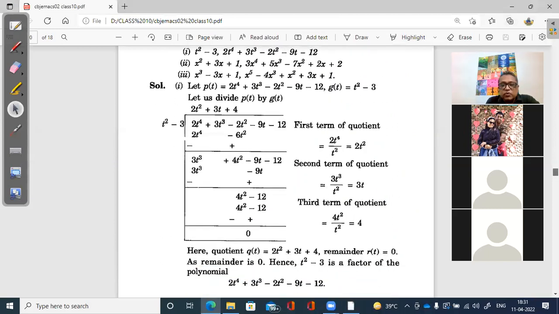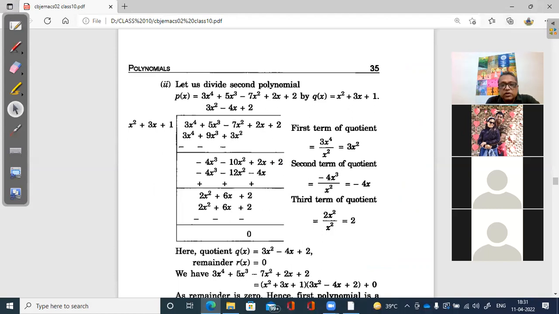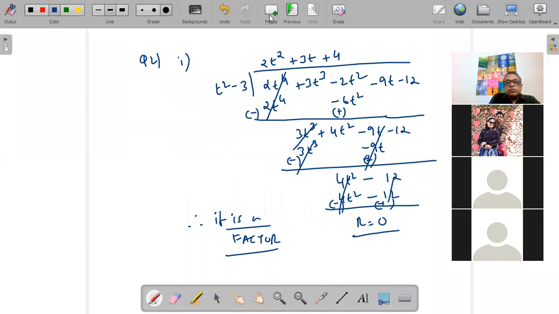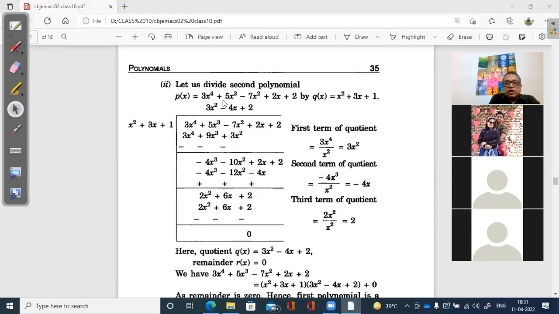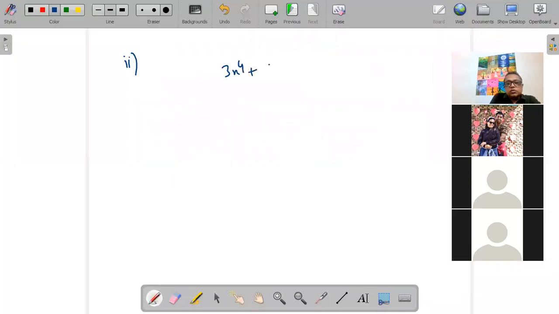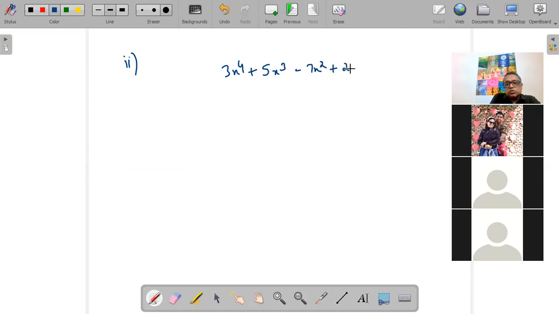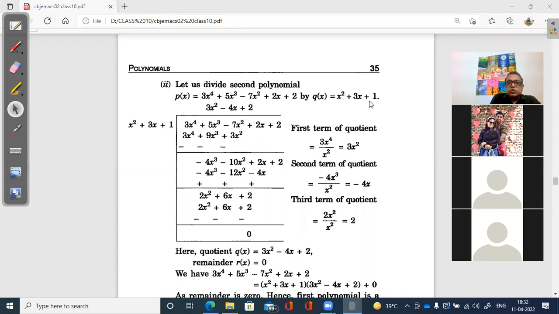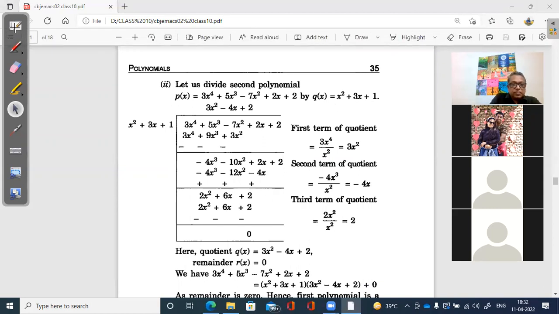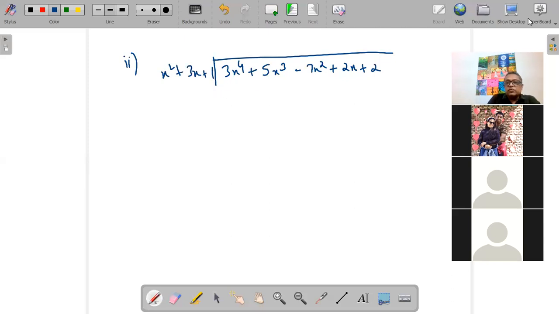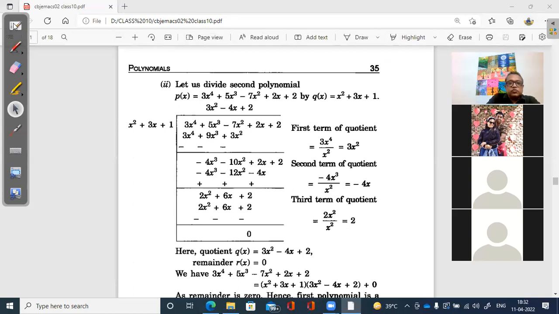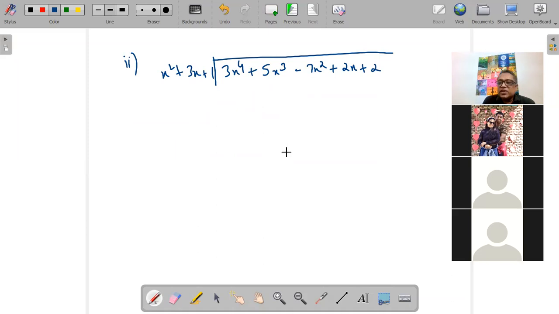So here the first part we did and we found that it is a factor. Now let's do the second one. Divide 3x to the power 4 plus 5x cube minus 7x square plus 2x plus 2. You have to divide by x square plus 3x plus 1. Okay? Yes, sir. Second part: 3x to the power 4 plus 5x cube minus 7x square plus 2x plus 2. You are dividing by x square plus 3x plus 1.